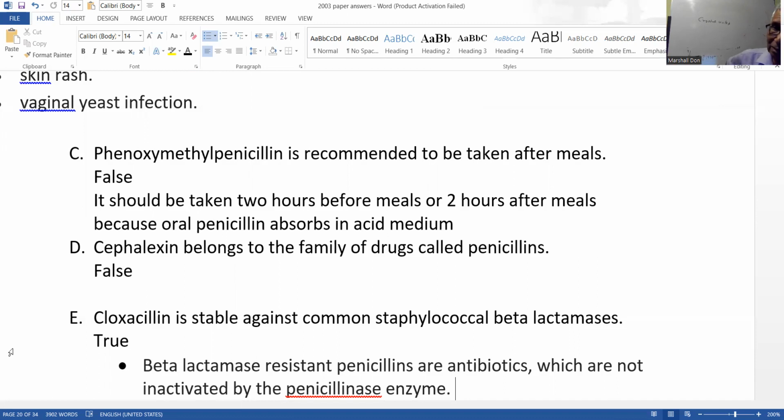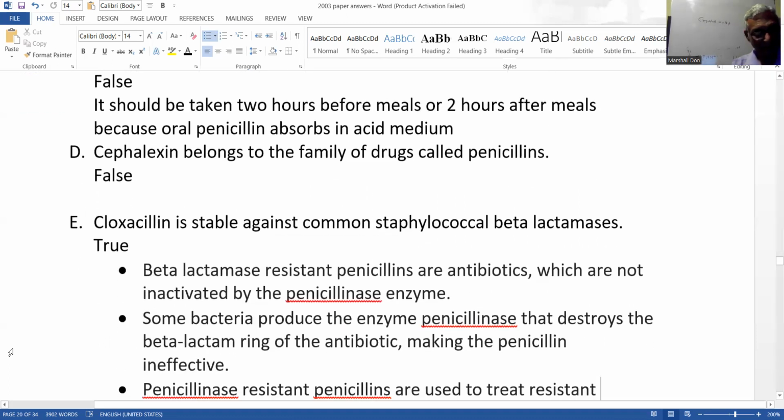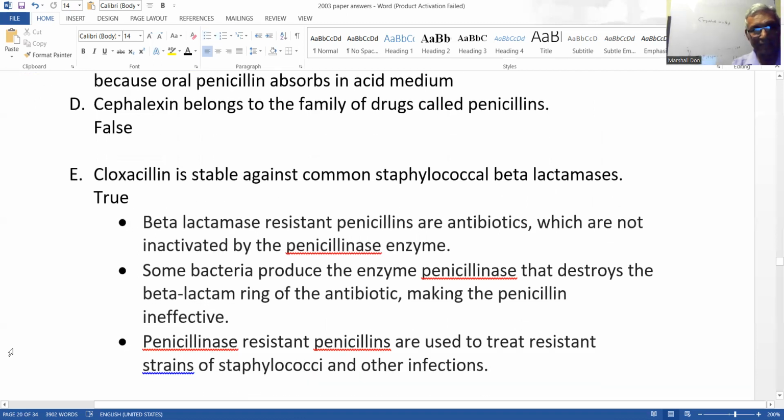D. Cephalexin belongs to the family of drugs called penicillin. Cephalexin is in the cephalosporin group. Penicillin is one group, cephalosporin is one group. Cephalosporin and penicillin both have a beta-lactam ring. Fluoxetine is stable against common staphylococcal beta-lactamase group.